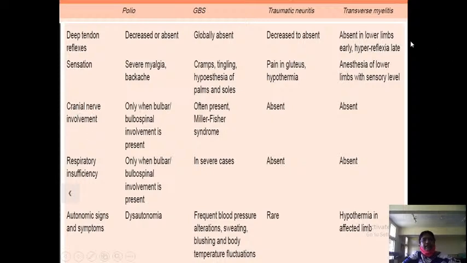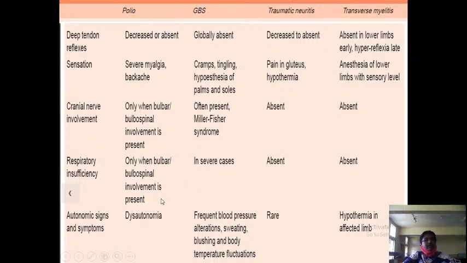This is very classic of transverse myelitis. Now, cranial nerve involvement. Only when the bulbar or bulbospinal tracts are involved will there be cranial nerve involvement in polio. Whereas in GBS, in a variant known as Miller-Fisher syndrome, where there is ataxia, areflexia, and ophthalmoplegia also, cranial nerves are involved here. And usually in the other variants of GBS, the 7th cranial nerve is classically involved. In traumatic neuritis, usually cranial nerves are not involved, and transverse myelitis also not involved.